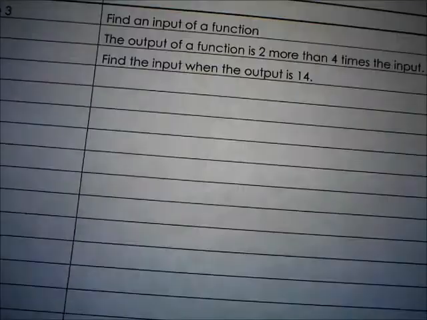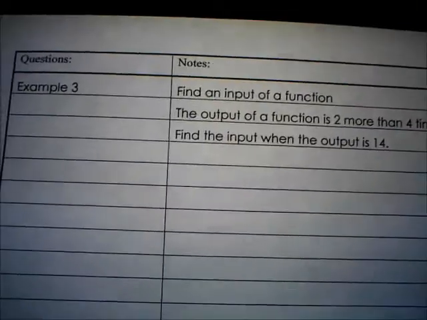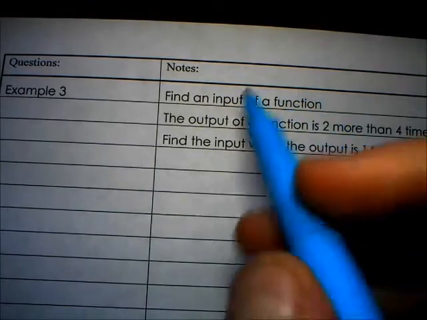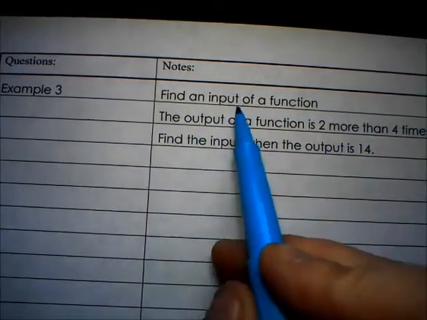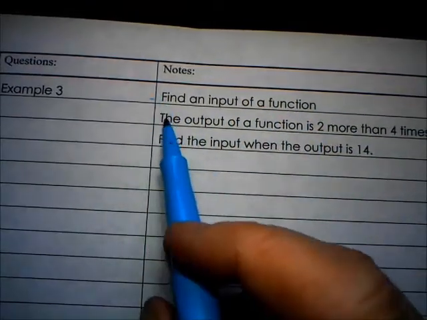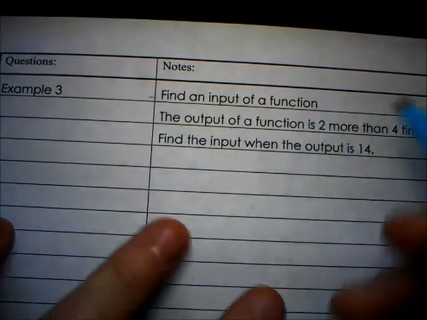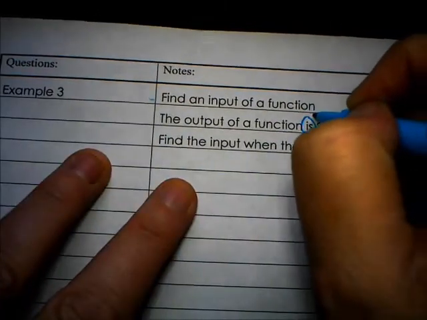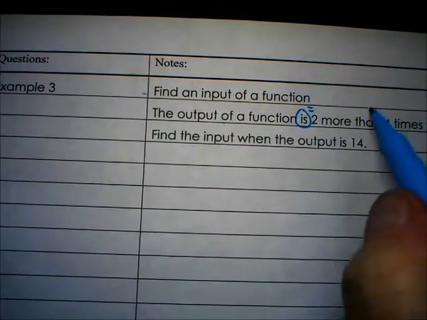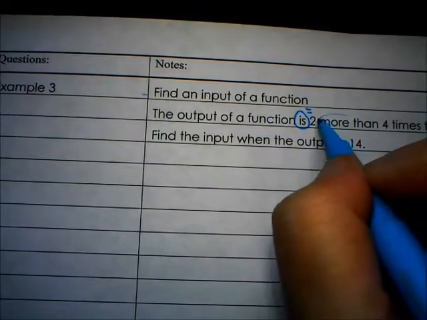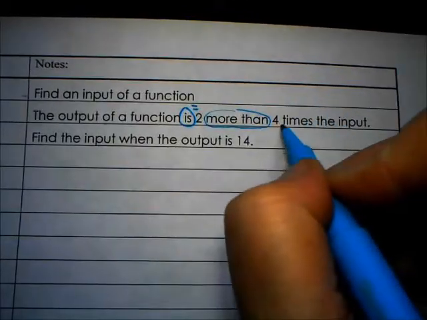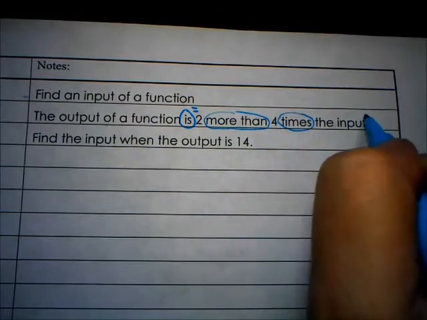Okay, on the back of your notes we have example 3. And it tells me find an input for a function. There's my directions. This is the output of a function is. Here's my word is. That is always my equal. And it says 2 more than 4 times the input.